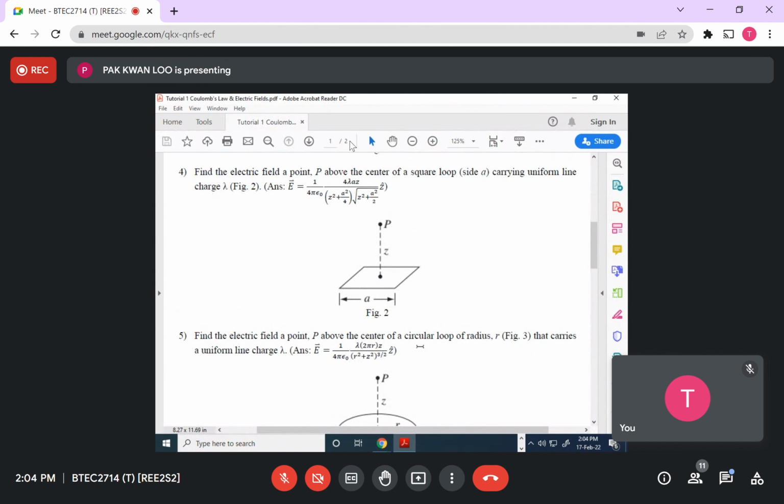So for question 4, find the electric field at a point P above the square loop. Above a square loop, yeah, a loop, not a flat plane. I mean, not a piece of rectangular sheet. A square loop, that means it's a loop but shaped in a square.